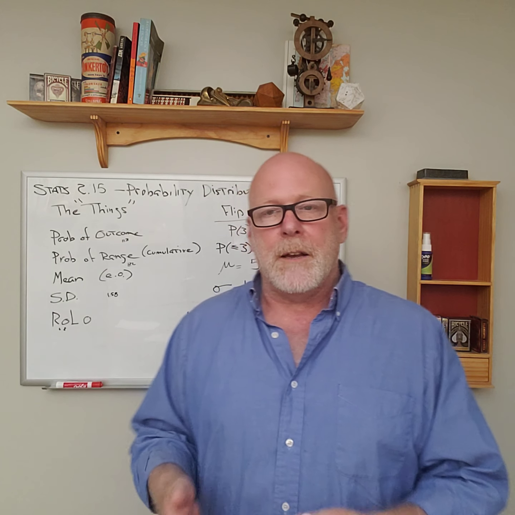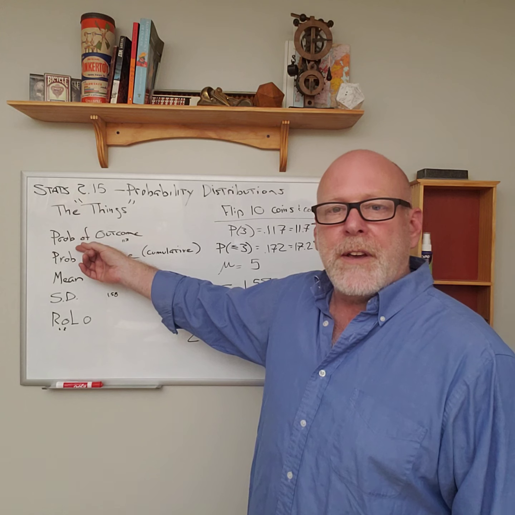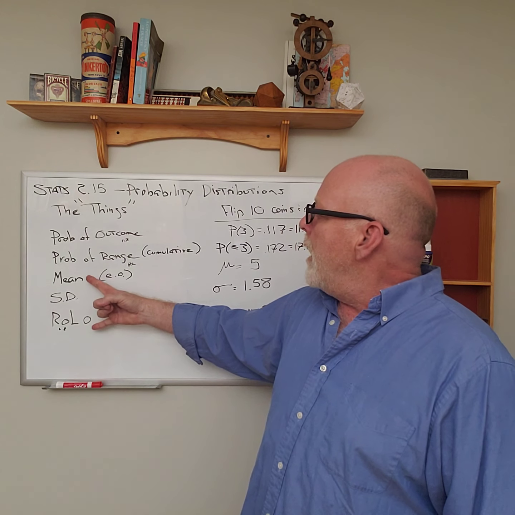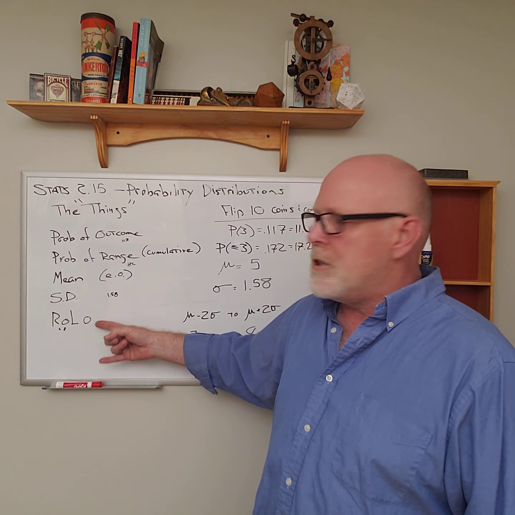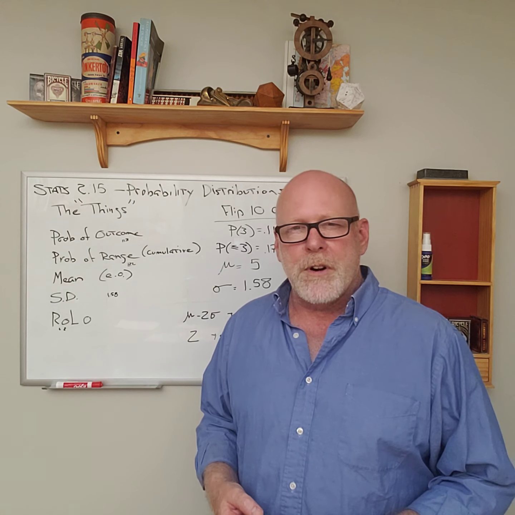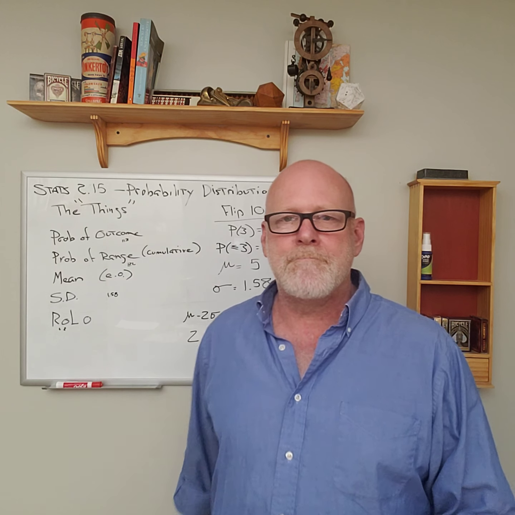Okay, so those are the things. Probability of a specific outcome, probability of a range of outcomes, which we call cumulative, and then find the mean, the standard deviation, and the range of likely outcomes. And we'll be doing that for each of 4 different probability distributions next time.